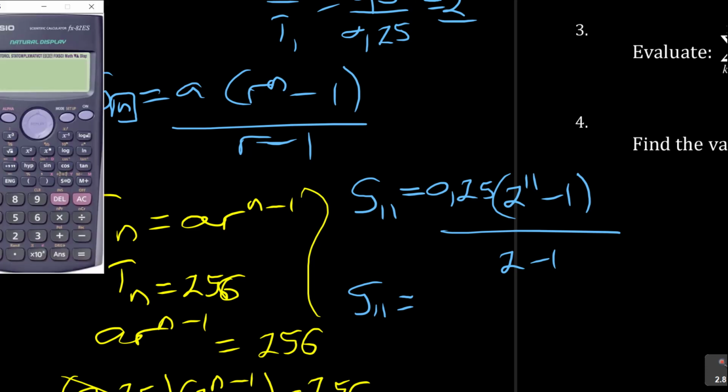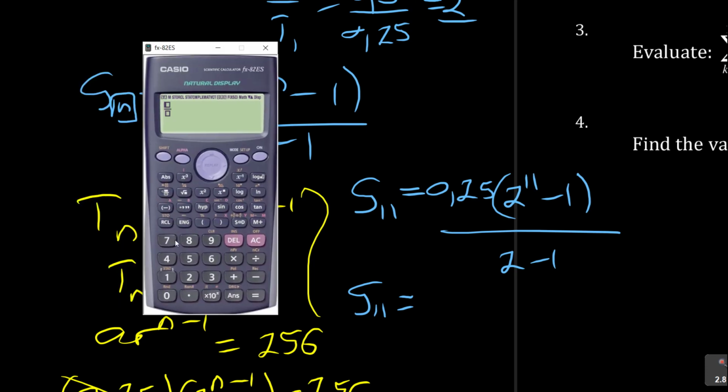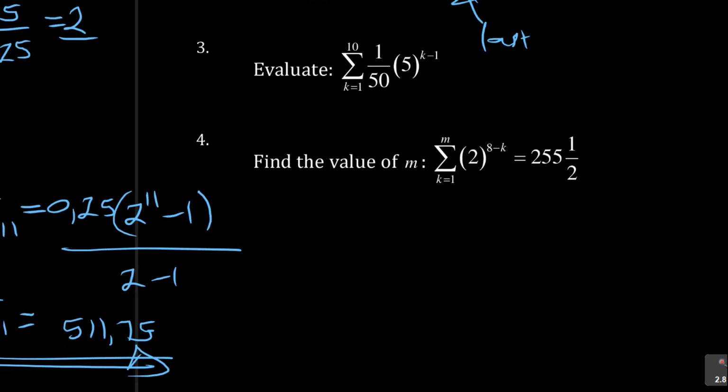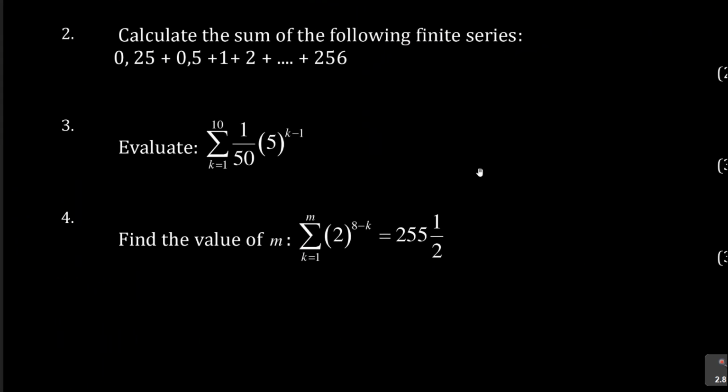What will it be? Now it will be like this: 0.25 bracket 2 exponent 11 minus 1, over 2 minus 1. Just also try this one on your own. It's very good to always try and check my answer against yours, which is 511.75. Just try it on your own and see if you also get the same answer. Alright, now the next one, just because of time, I'm rushing.